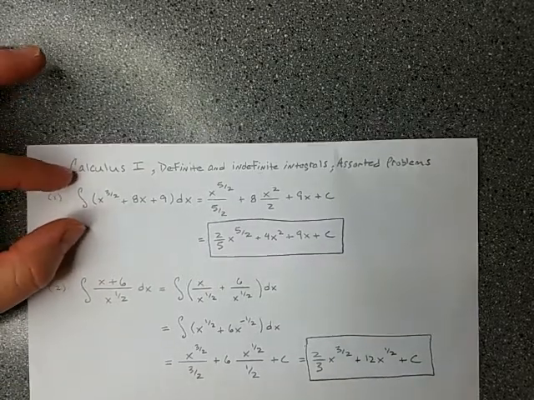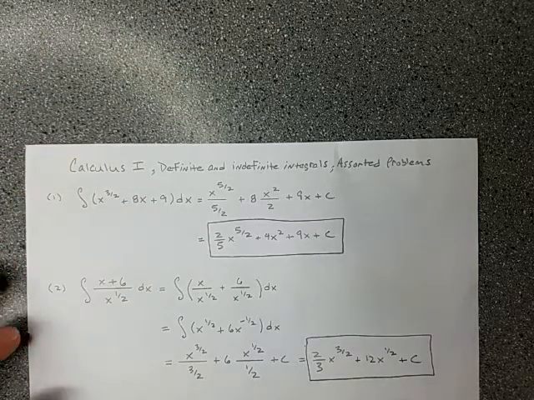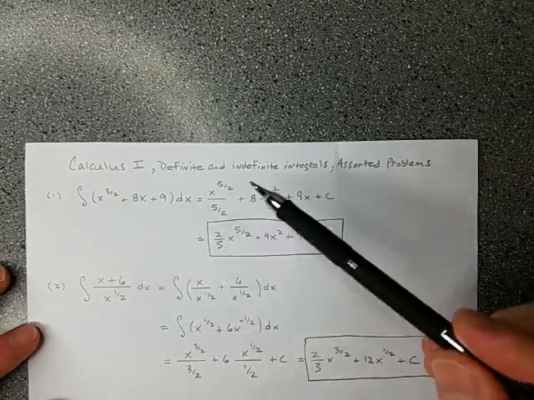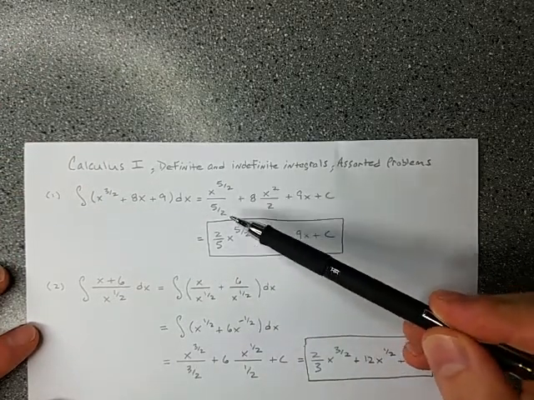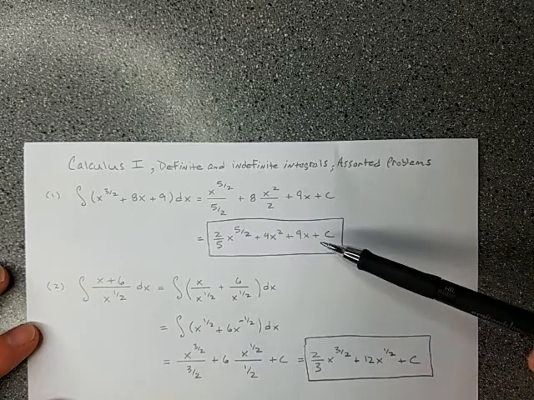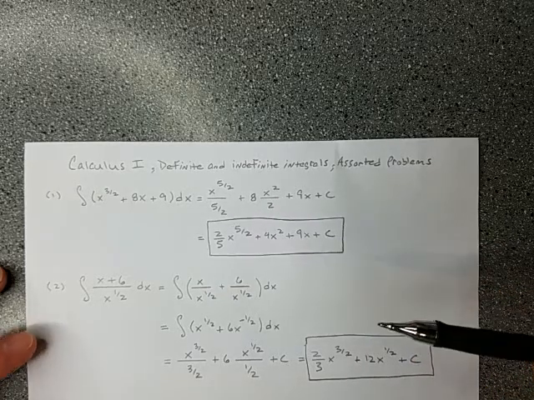So first question, straightforward antiderivative, the type where you use the rule where you add 1 to the power and you divide and so on and simplify. So there's our answer for the first one.